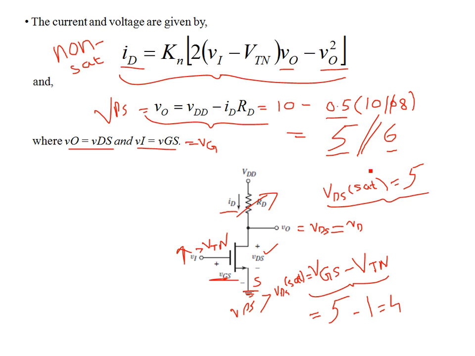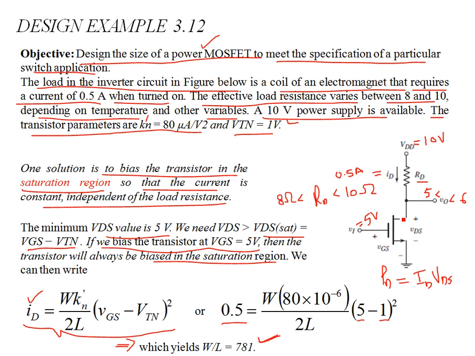Well, what is VDS max? VDS max is 6. Since this is variable, VDS minimum is 5 and maximum is 6. When the transistor is on, the requirement is to have a constant current irrespective of the load. So 0.5 times 6 is 3 watts. So the power requirement is 3 watts.